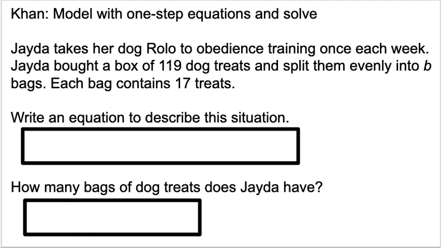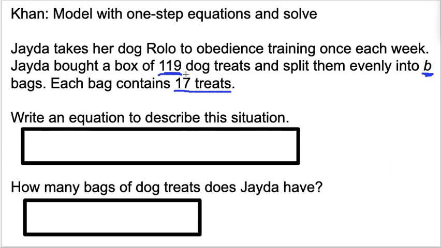So one thing you want to do on some of these is go and find the key things. The key is B here is the variable we're going to use. That represents the number of bags. There are 119 total dog treats. We know that, don't we? And each bag contains 17 treats. So what we don't know is the number of bags. That's what we're trying to find. But we need to write an equation to do that. So let's go ahead and come up with an equation to do that.